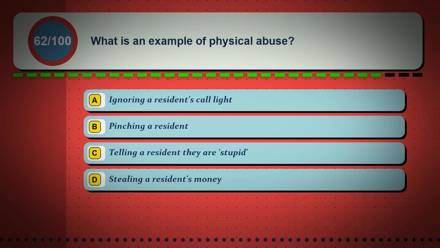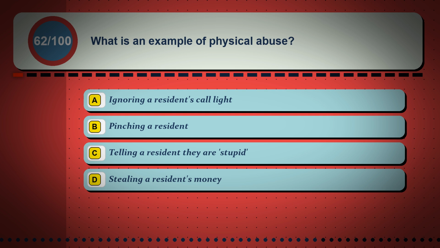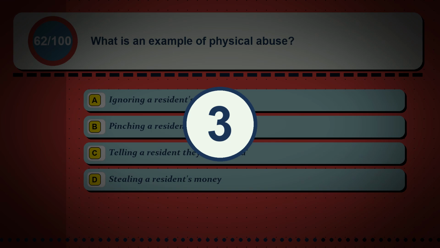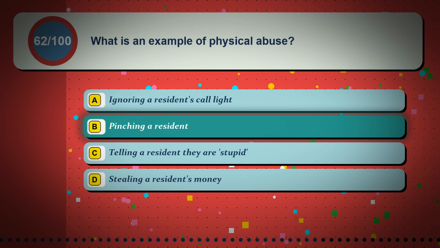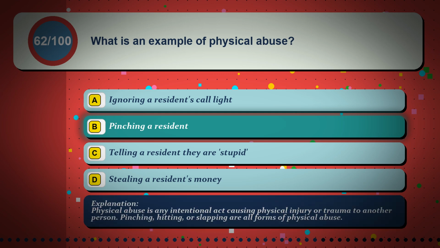Question 62. What is an example of physical abuse? Option A. Ignoring a resident's call light. Option B. Pinching a resident. Option C. Telling a resident they are stupid. Option D. Stealing a resident's money. The correct answer is option B. Pinching a resident. Physical abuse is any intentional act causing physical injury or trauma to another person. Pinching, hitting, or slapping are all forms of physical abuse.